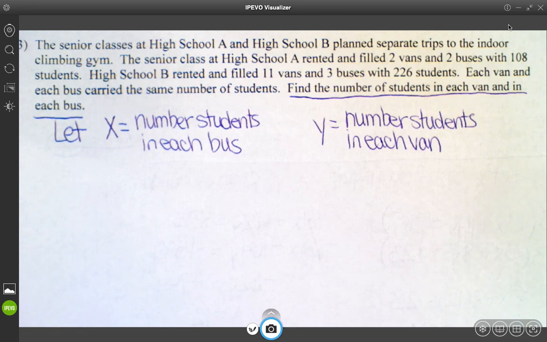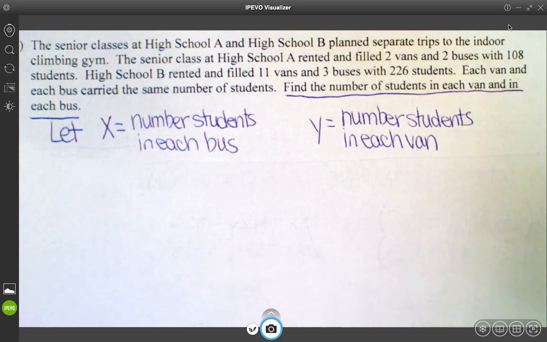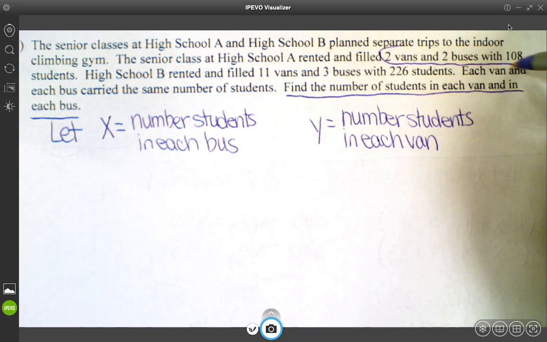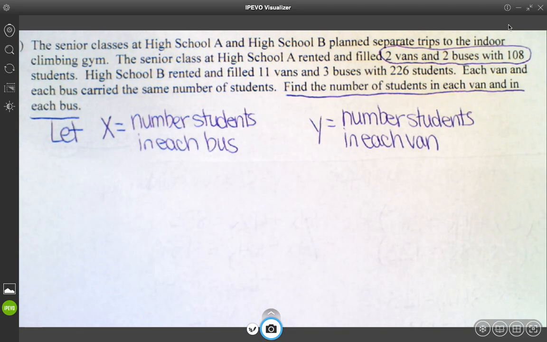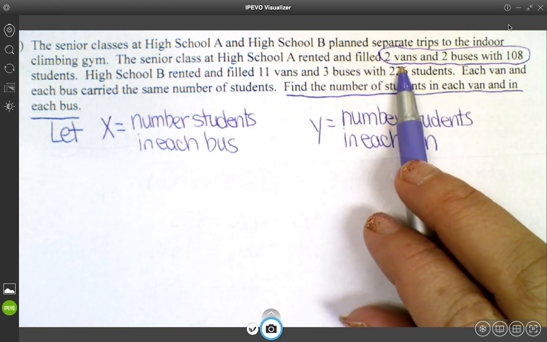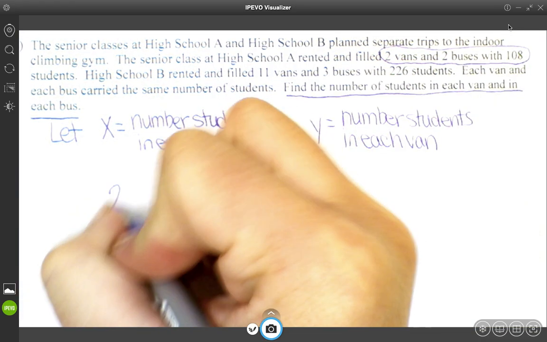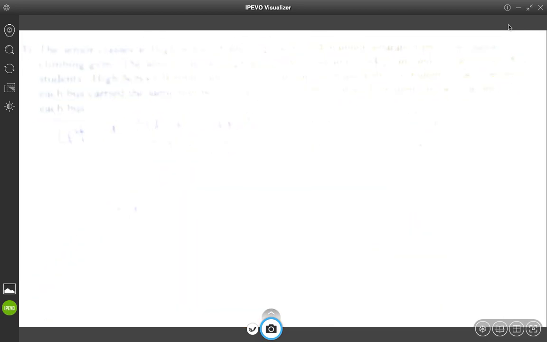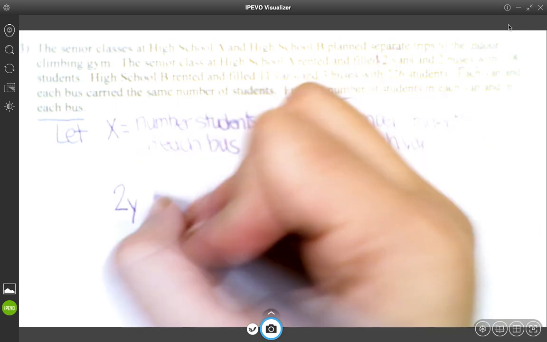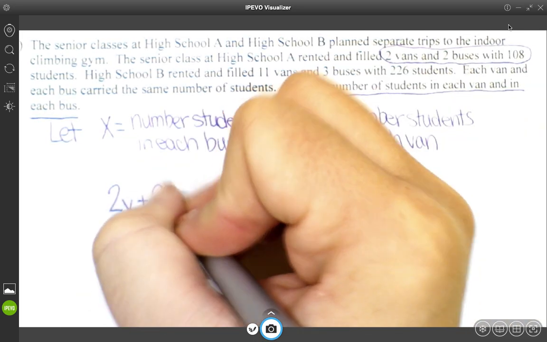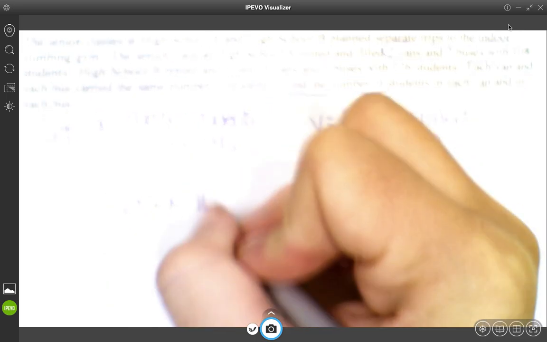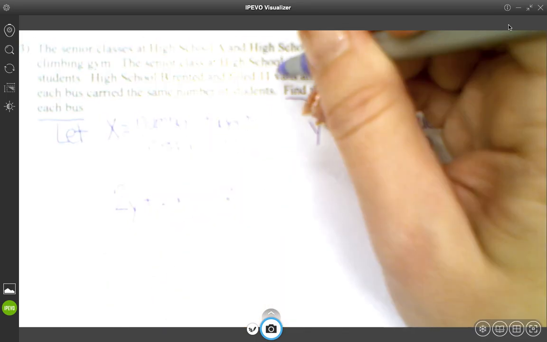So in this case, to make each equation, it gives us information about each school. We're going to write an equation for each school. Let's start with High School A. They said 2 vans, 2 buses for 108 students. How would we write 2 vans? 2Y. It's okay to have our variables in a different order. How do we write 2 buses? 2X. And what's our total? 108.